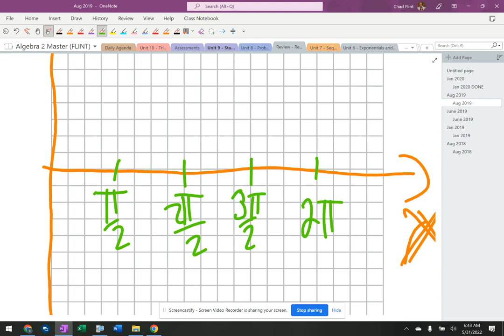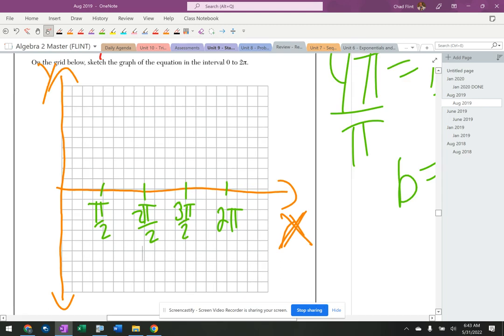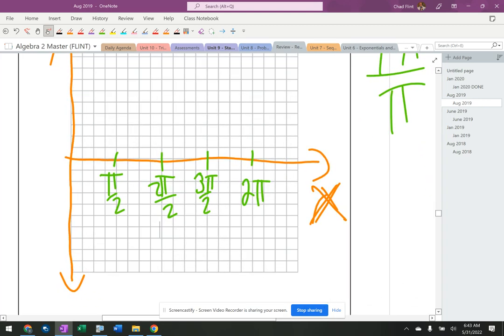Now, I don't have to do it on this graph. I could do it down below or something, but it's not going to be that bad. All right? The amplitude is 2. I'm just going to make 2 go up 1, 2, 3, 4 lines. 1, 2, 3, 4 lines.